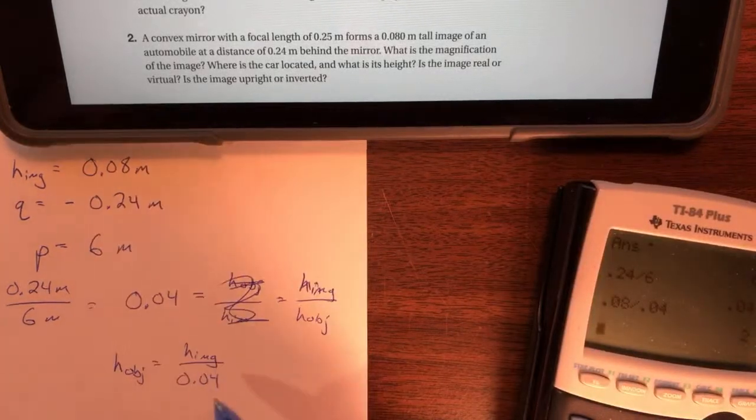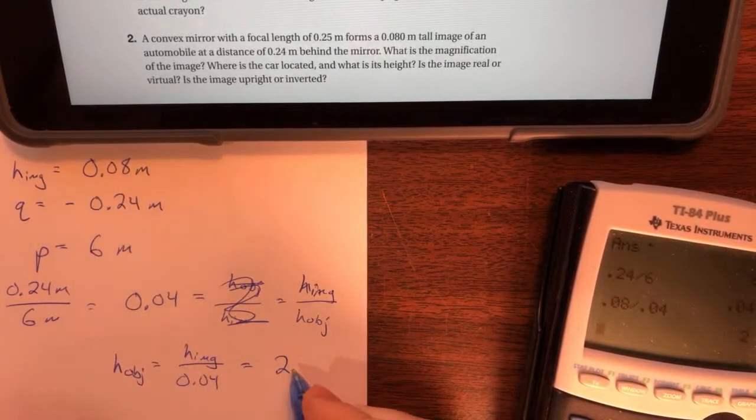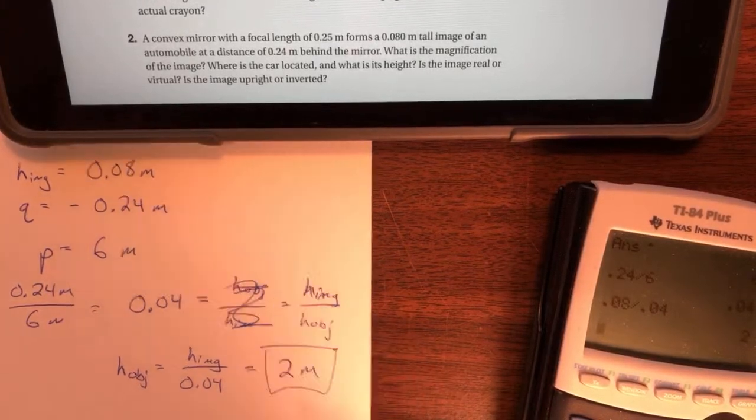Yep. So that should be 2 meters. This is unitless, and the object, or the image height, it has units to it. So this is going to be 2 meters. Height of a car, 2 meters.